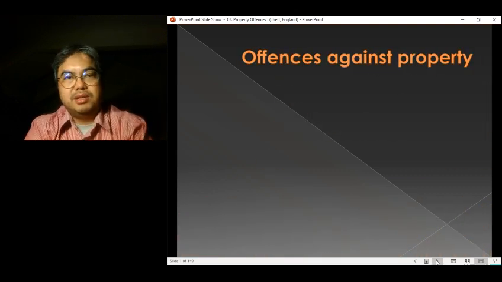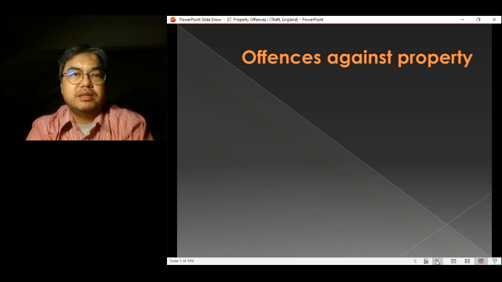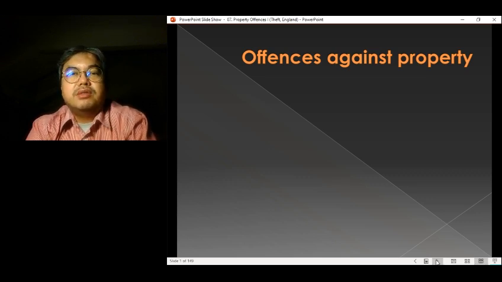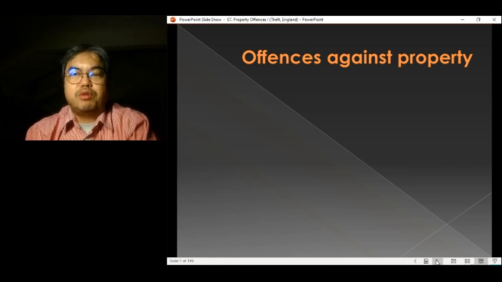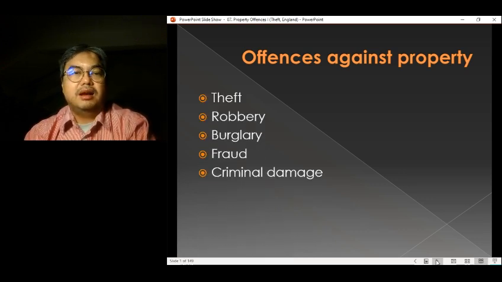Offences against property. So up to now, we've been dealing with offences against the person. We dealt with non-fatal offences as well as fatal offences last semester, and we have started off this semester with sexual offences. Right? So now we are talking about offences against property. Quite a number of offences that we're going to look at: theft, robbery, burglary, fraud, and criminal damage. So all these are offences you commit against the property, right?